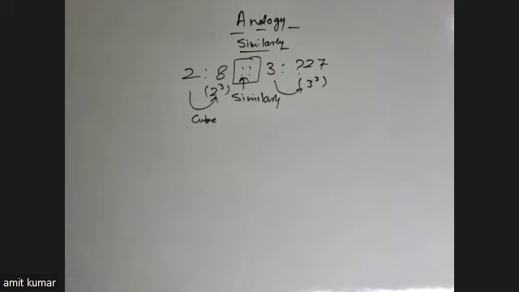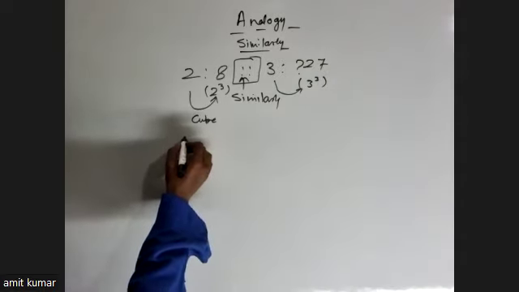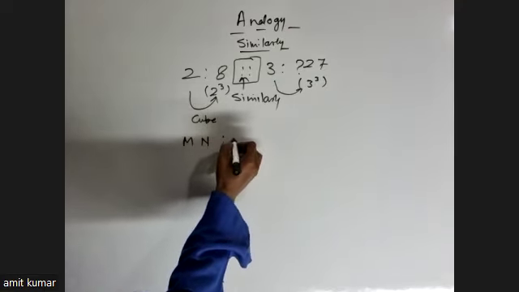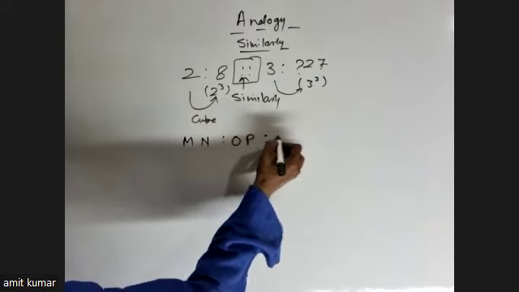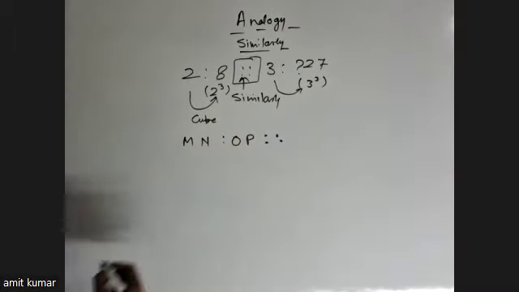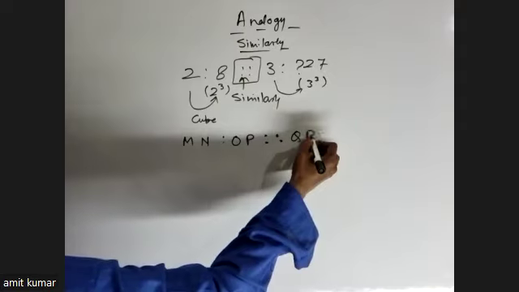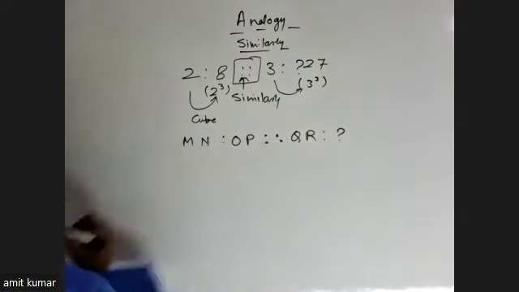Now, we will take a few examples of analogy. Analogy can be of different types. It can be based on words also, beta, and any type. For example, I will say M is related to N, similar, and OP. Similarly, QR will be related to what? Please try.